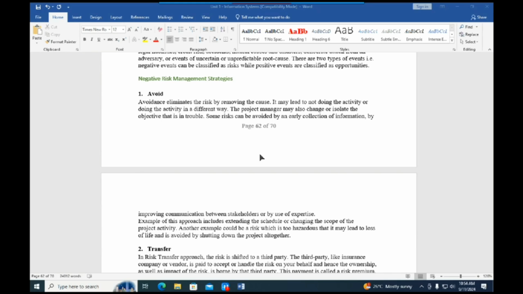Now, the project manager here can also change or bring isolation to the objective that is in trouble. There are risks that can be avoided at an early collection of information by making sure communication is improved between the stakeholders or by use of expertise. An example of this approach includes extending the schedule or changing the scope of the project activity. Another example could be a risk which is too hazardous, that it may lead to a loss of life, and this is avoided by shutting down the entire project.